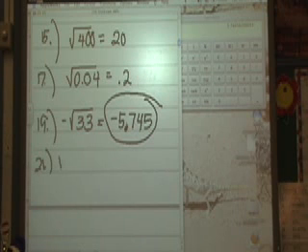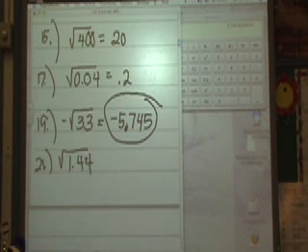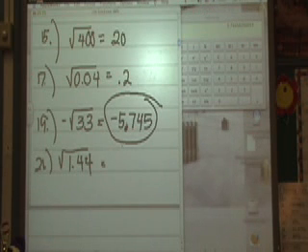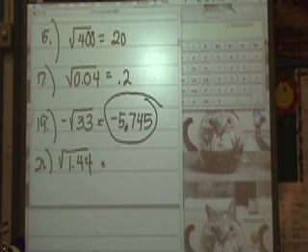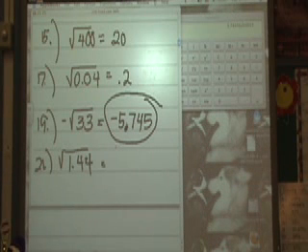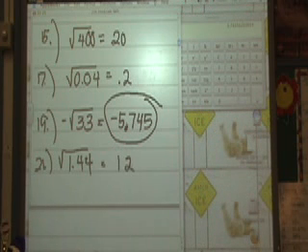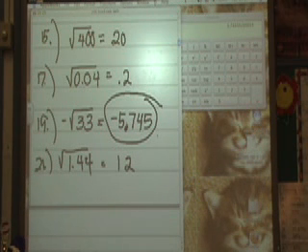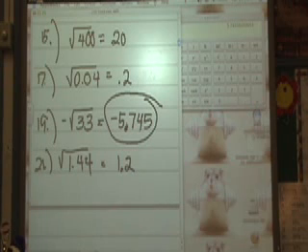Number 21, the square root of 1.44. Without a calculator, Willow, 144 is a perfect square. What is the square root of 144? We memorized it. Anyone? 12. Isn't 12 times 12 144? Okay. So where do I put the decimal point in that 12 so that when I times it by itself, I get 1.44? Where does it need to go? Very good.